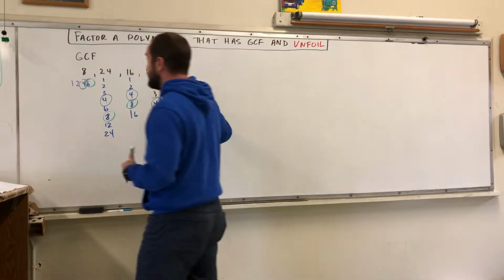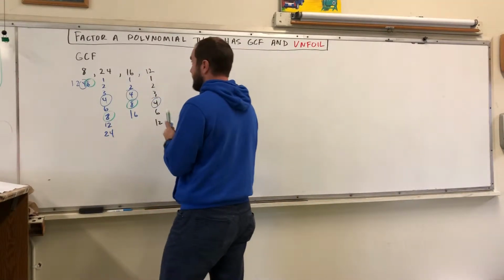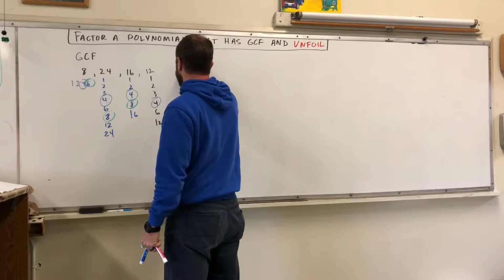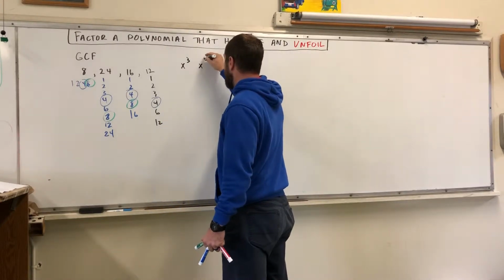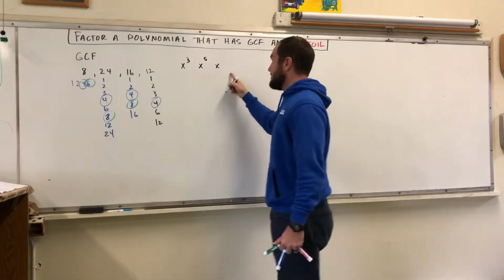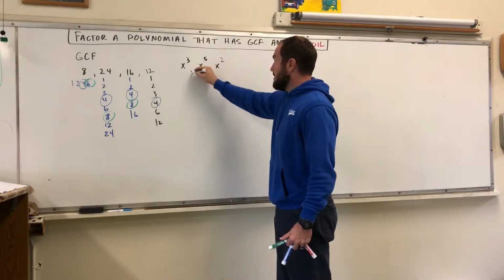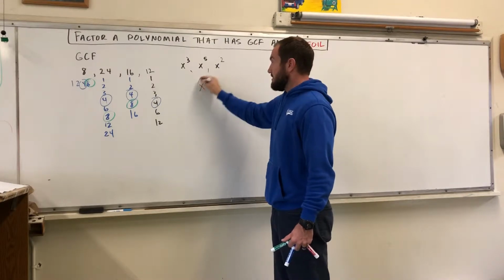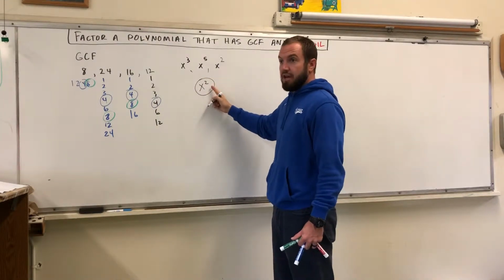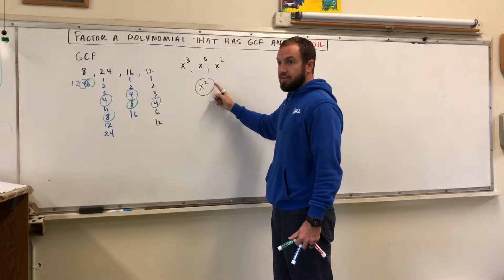Now, you can use that with variables as well. So let's say I had x^3, x^5, and x^2. My greatest common factor amongst these x's is x^2. It's the highest exponent that's available to factor out.